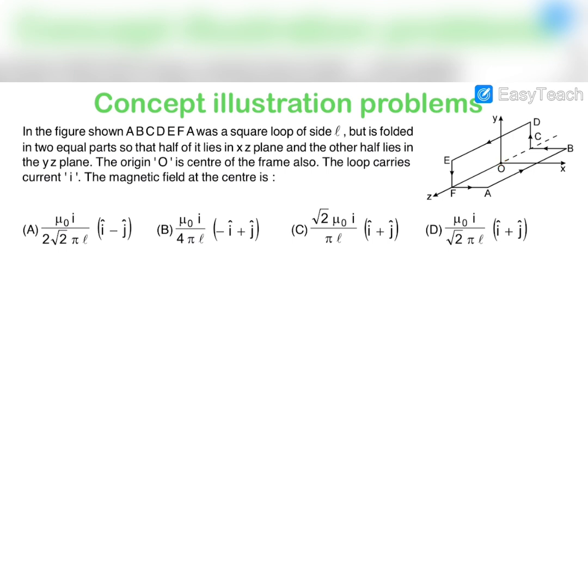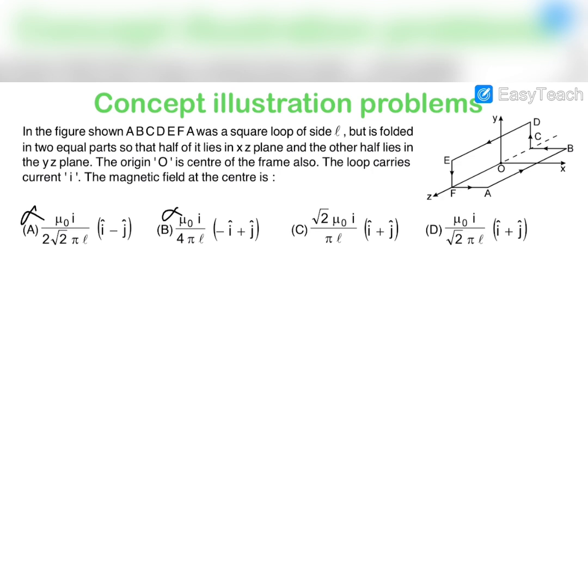Now first of all, if we try to predict the correct answer by using the direction of magnetic field only, then we can say that the magnetic field due to this loop will be in the plus y direction. You can use Fleming's right hand rule, the screw rule, and the magnetic field due to this loop, this one, will be in plus x direction. So definitely option A will be incorrect and option B will be incorrect. So the correct option will be from these two options only.